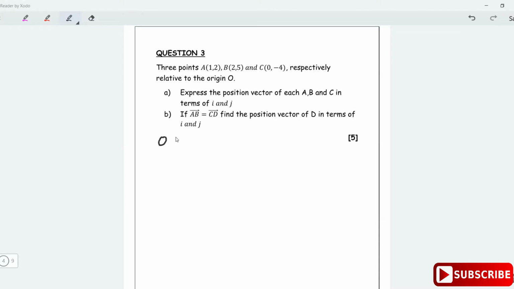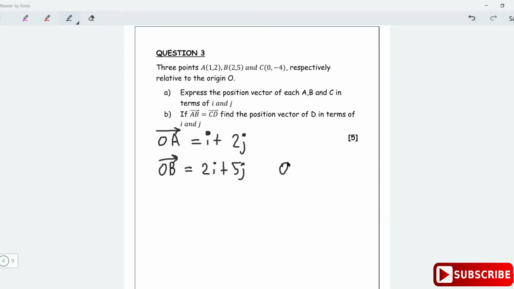We will just write OA, and remember you have to put a vector sign. This is vector OA. Vector OA is equal to 1, 2, so the x component is 1i, so it is i plus 2j. That would be vector OA. Then vector OB, going from the origin to B, is going to be 2i plus 5j. That's vector OB. Nice, 2i plus 5j.